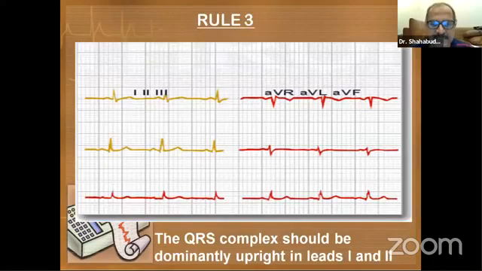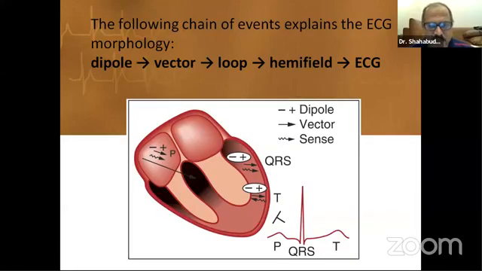And rule 3, the QRS complex should be dominantly upright in lead 1 and 2. If we recapitulate our first lecture, in which we saw that lead 1 is directed at the 0 degree to 180 degree axis, lead 2 is directed at 60 degrees, and lead 3 is at about 120 degrees, they are located about 60 degrees apart from each other. So the QRS complex is dominantly upright in lead 1 and 2. How? This is the main reason why the QRS complex is predominantly upright in 1 and 2.